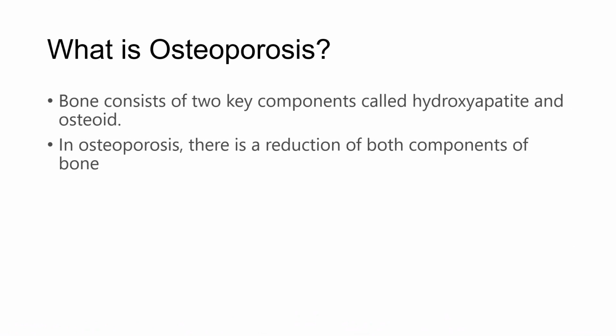Today we're providing an overview for osteoporosis. What is osteoporosis? Bone normally consists of two key components, one called hydroxyapatite and the other osteoid. In osteoporosis, there is a reduction of both of these components of bone.